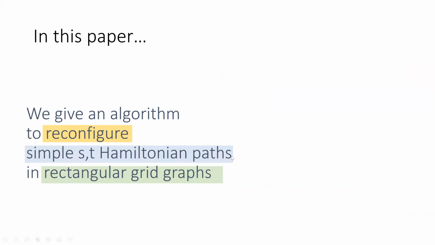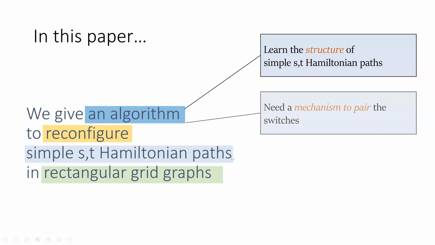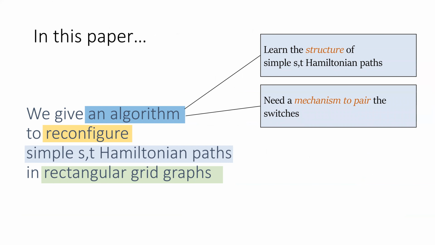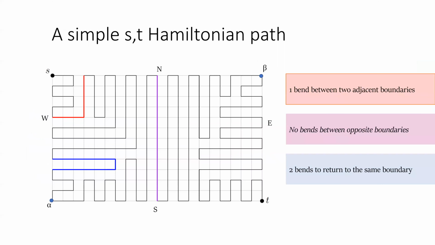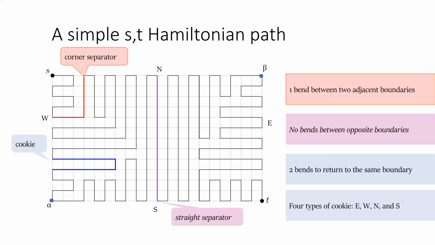So we need a mechanism to pair the switch operations, because any pair of switch operations will not give us ST Hamiltonian paths in the intermediate steps. And we also need to learn the structure of simple ST Hamiltonian paths so that we can find the right algorithm. So this is our P1, the simple ST Hamiltonian path that we showed at the beginning. And we showed all the internal subpaths. Now we're going to assign names to them.